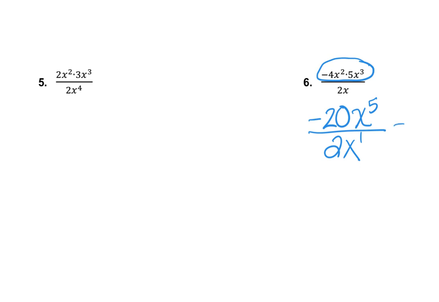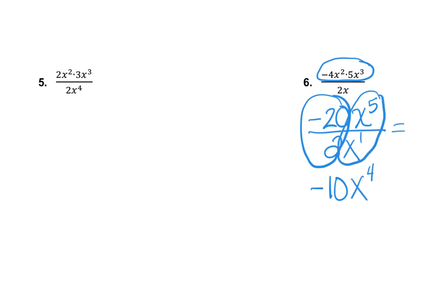So our last step in solving this one, we're simply going to take negative 20 divided by 2, which is negative 10. And then we're going to divide these by subtracting the exponents. And so our final answer here is negative 10 x to the 4th power.